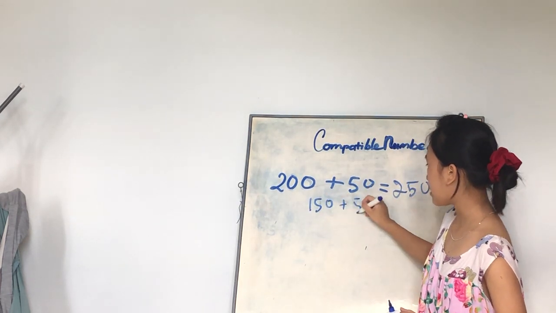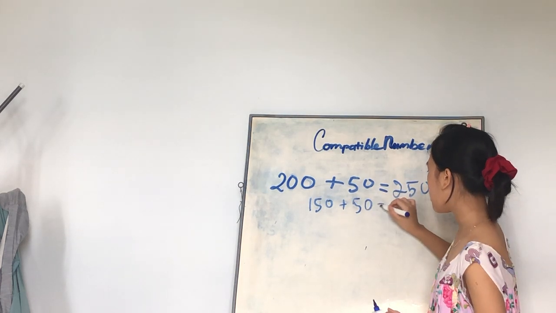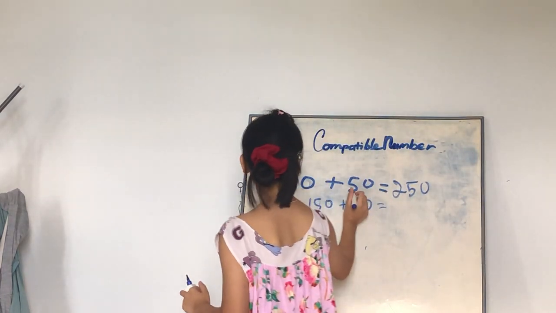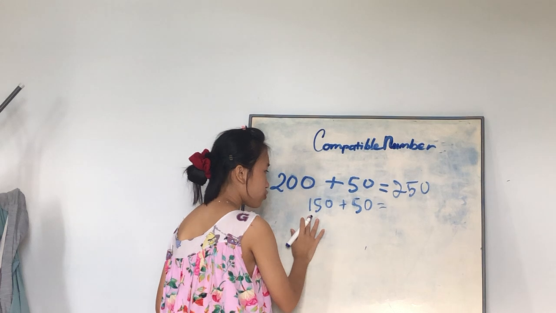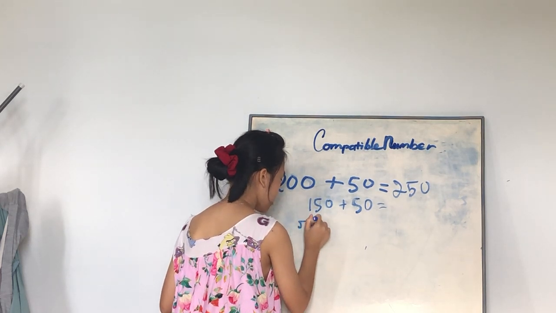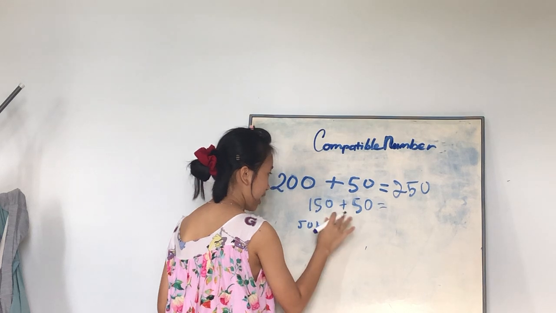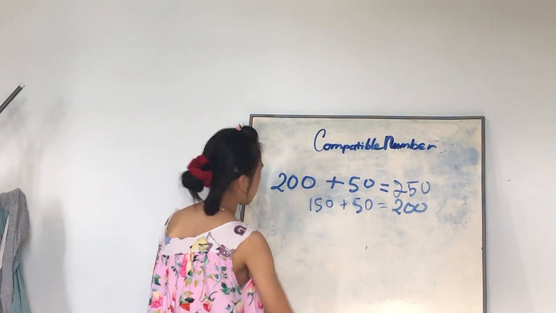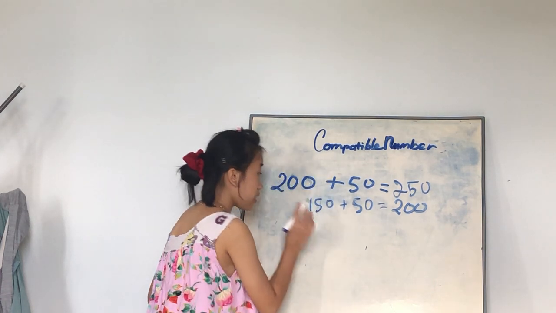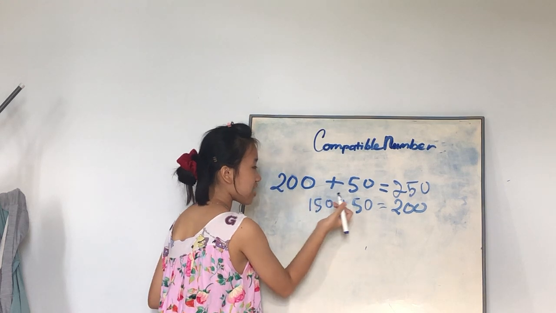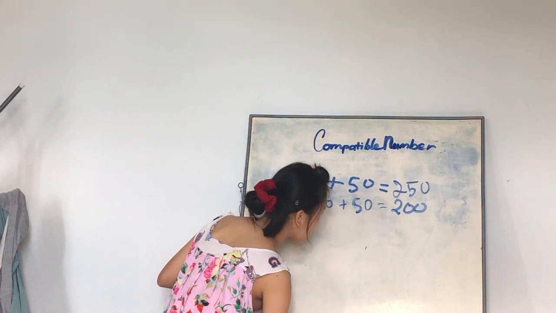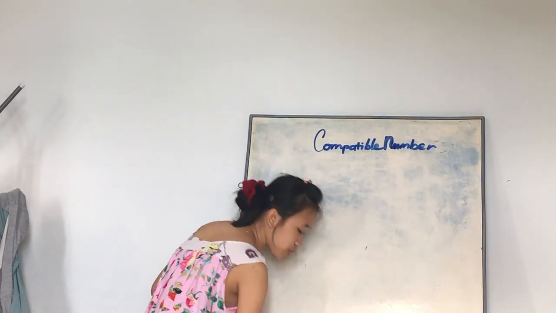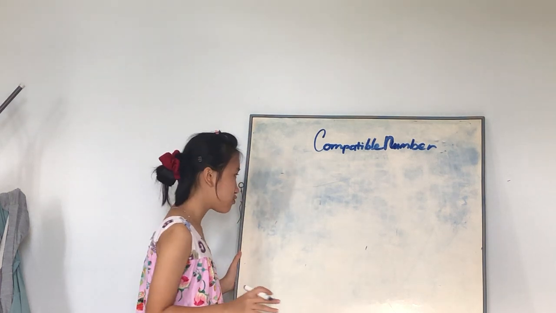And what about 150 plus 50? Now we don't break it down into 25, we work with 50 as usual. 50 plus 50 is 100, and then 100 plus 100 is 200. Working with 50 is much easier, especially 50 and 50. Now let's move to the last example with the compatible 100.